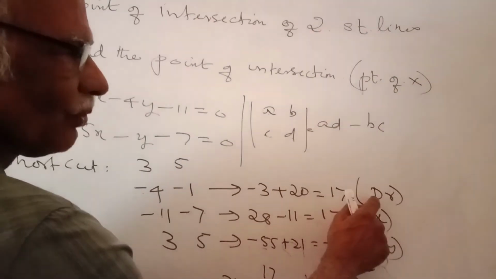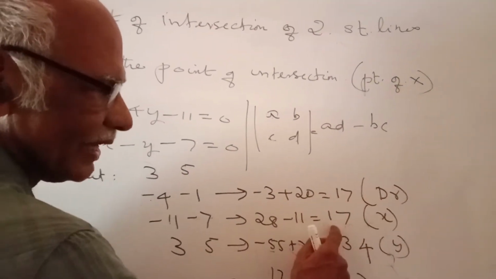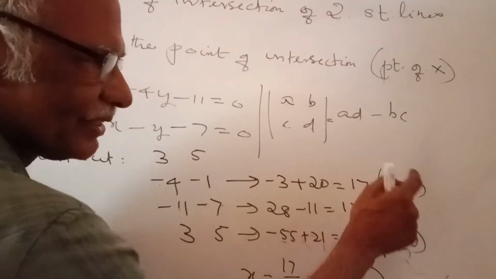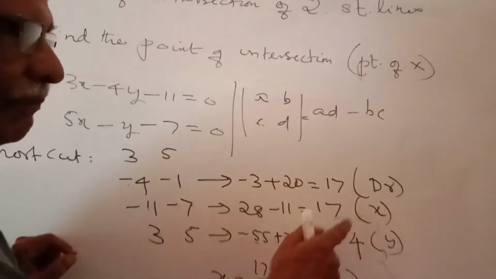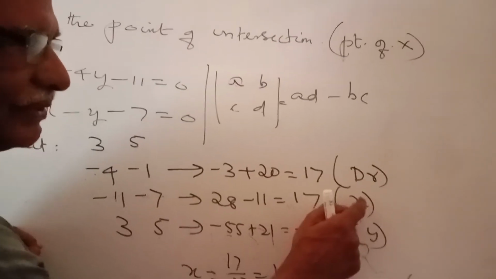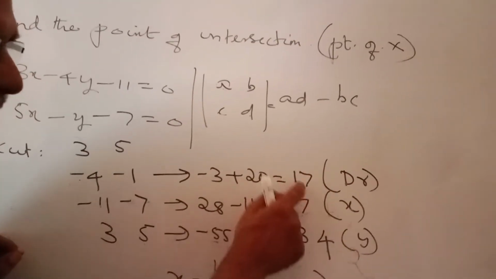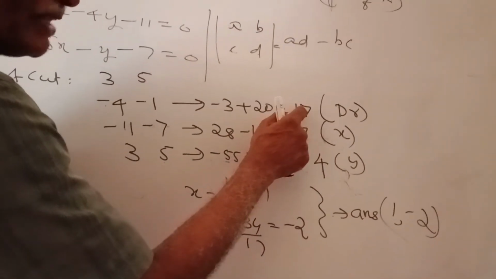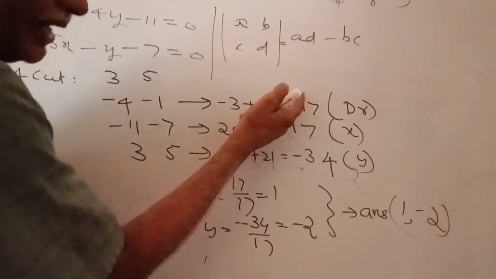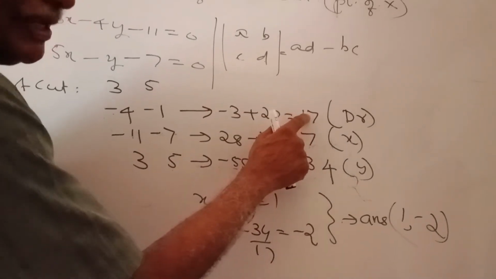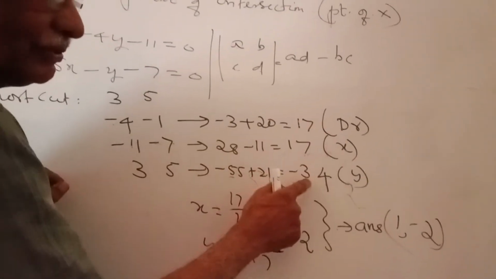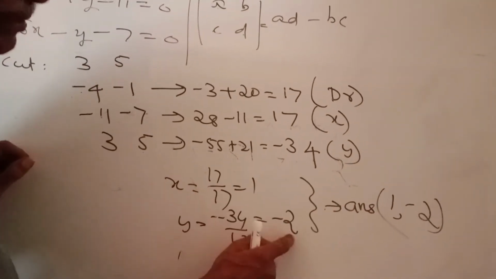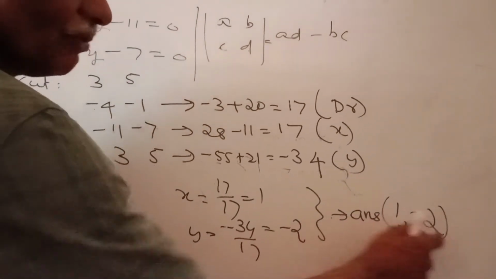Remember, the first one goes for the denominator, second for the x, and third for the y. So denominator, x, y. The x value is obtained as x by denominator, 17 by 17, it is 1. The y value is minus 34 by 17. So we need only take the ratio of this, with the denominator this, numerator this, numerator this. Finally you get x equals 1, y equals minus 2, and the answer is (1, -2).